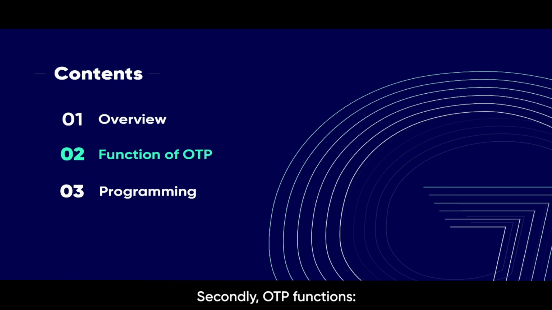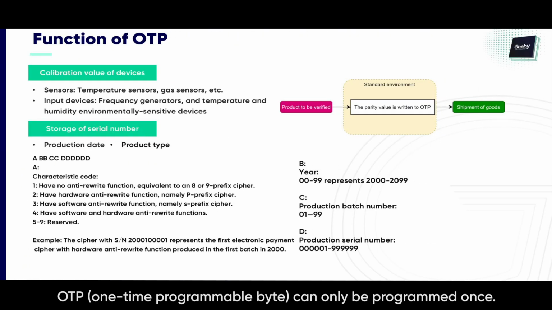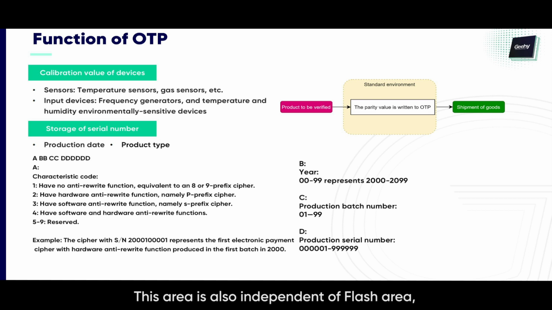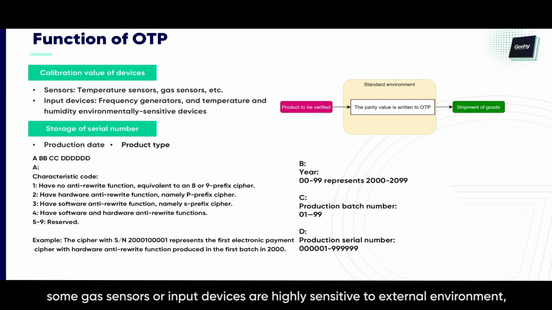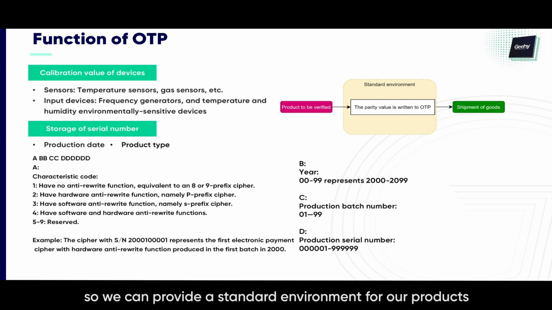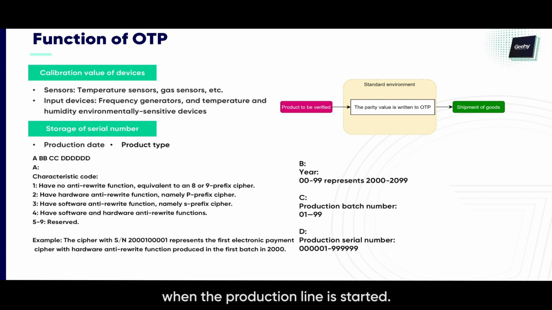Secondly, OTP Functions. OTP can only be programmed once. This area is also independent of the flash area, so it can be better applied in some scenarios, such as the calibration values of some devices. For example, some gas sensors or input devices are highly sensitive to the external environment. So we can provide a standard environment for our products when the production line is started.